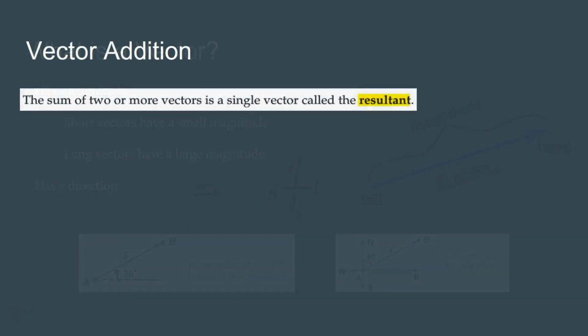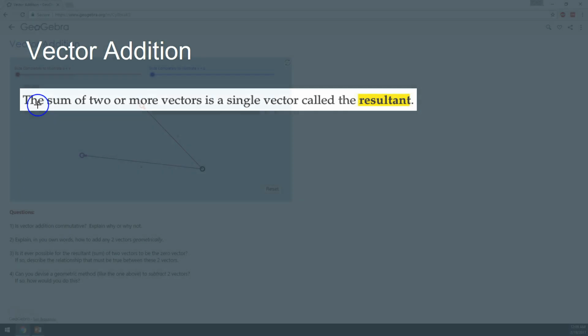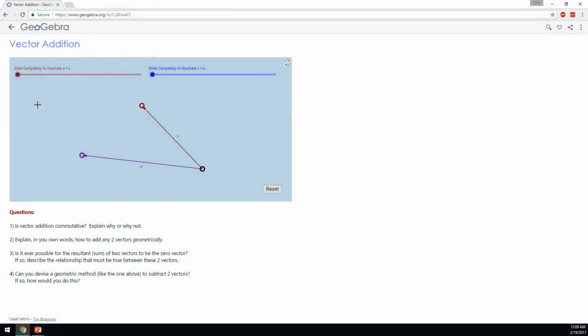Next we have vector addition. The sum of two or more vectors is a single vector called the resultant. When graphically adding vectors, you move one of the tails to the head of the other. So I'm going to do that for you here. Notice that the tail is moving and it's going towards the head. That's perfect right here. The result is formed by connecting the other tail and the head.